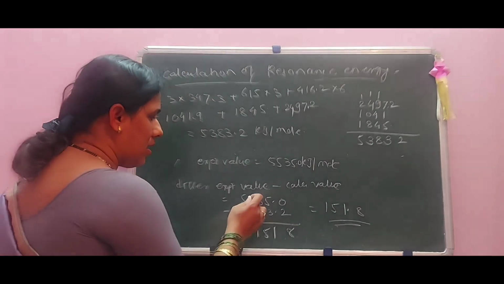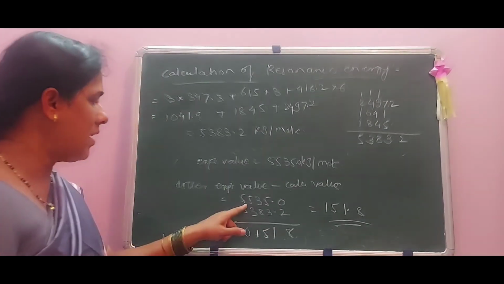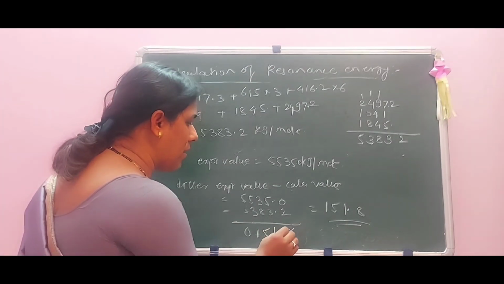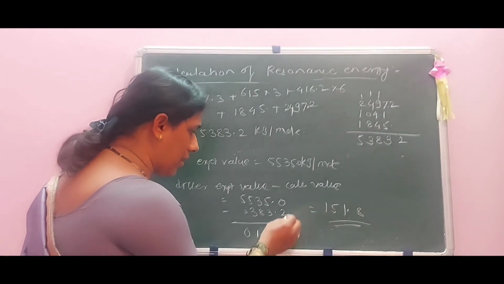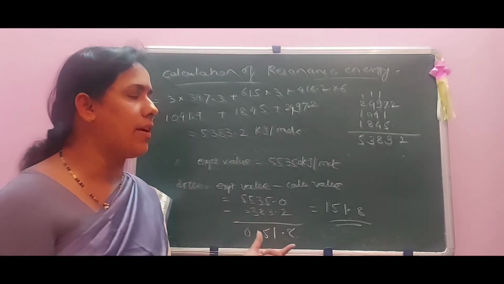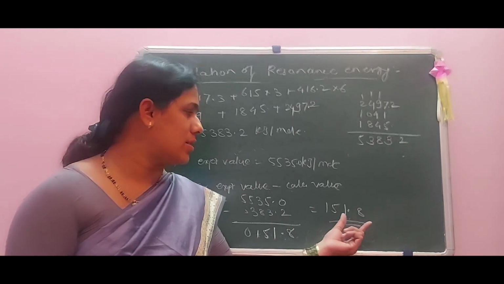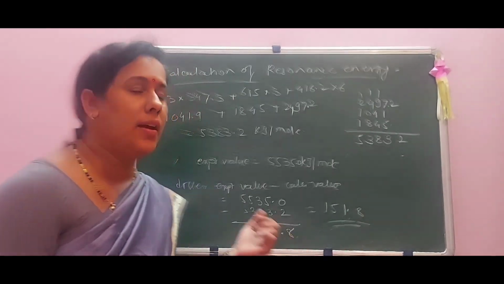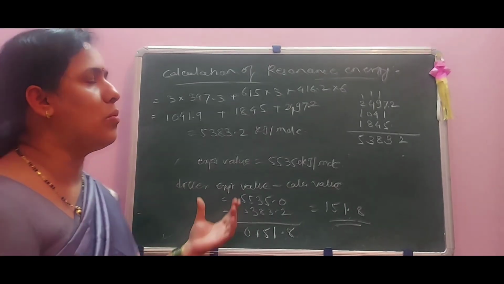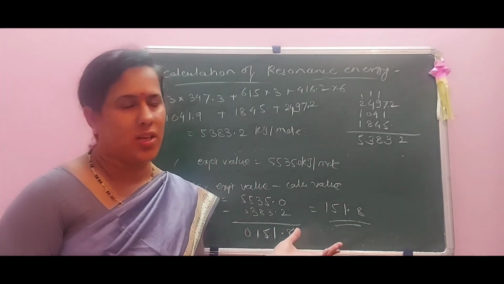What is the answer here? The extra energy is 151.8. This is the correct answer. That is the extra amount of energy required for resonance, equal to 151.8 kilojoule per mole. Therefore, the resonance structure of benzene is the more stabilized structure.